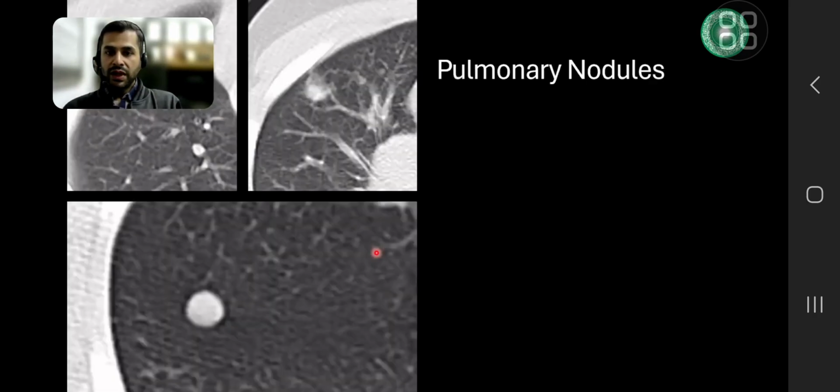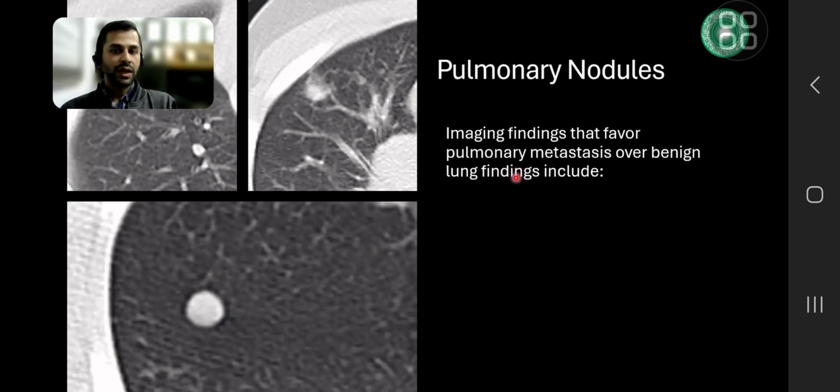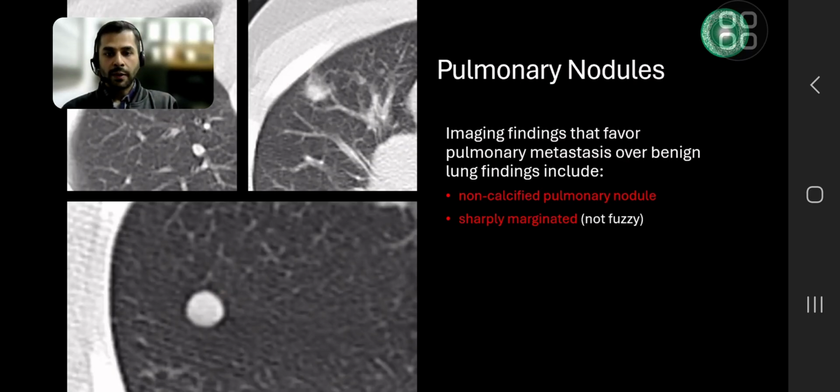A few words about pulmonary nodules. Imaging findings that favor pulmonary metastasis over benign lung findings include that the nodule is non-calcified and sharply marginated, as in this image, and not fuzzy as these nodules over here. These were more benign appearing rather than malignant.